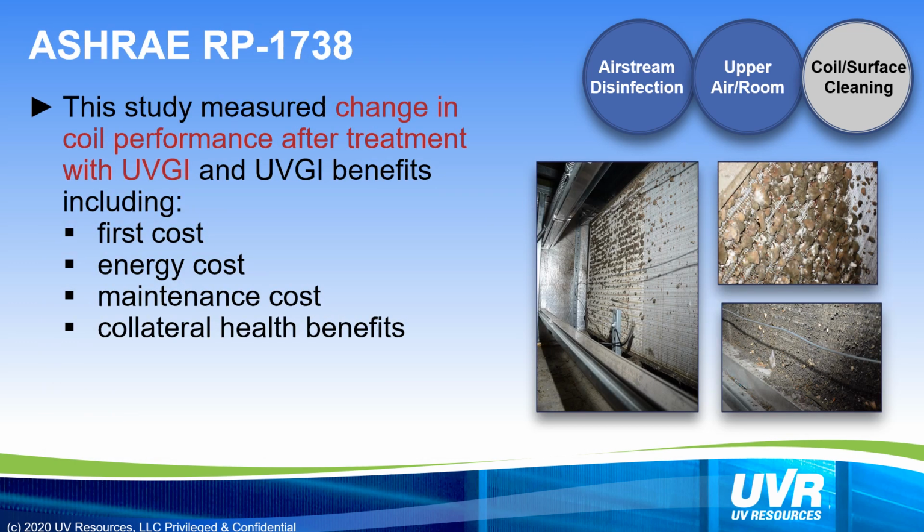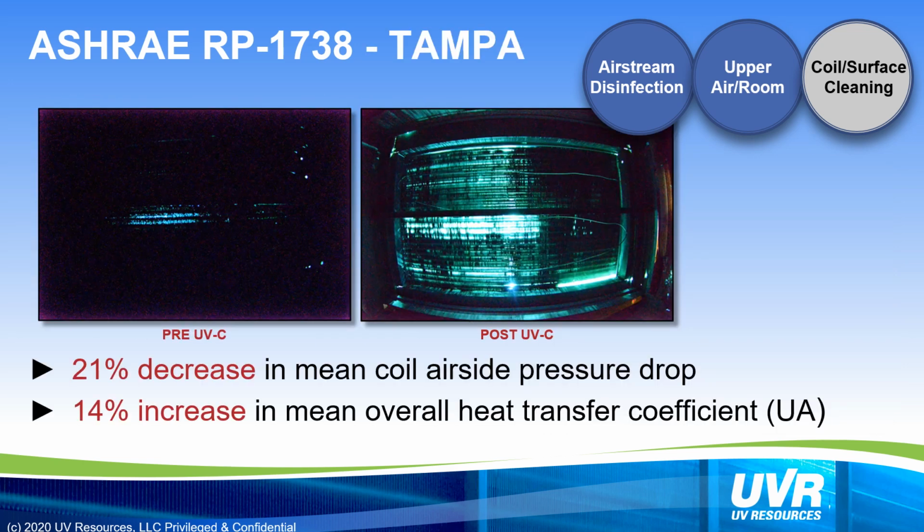A couple of years ago, ASHRAE funded a study called Research Paper 1738 that took a look at several air handling units, where they measured these air handling units for an entire year, added UV lights, and then measured them for another year. It was looking at what the costs were to add the lights, how much energy they consumed, how much energy they saved, and maintenance costs, but very importantly, the collateral health benefits of clean coils, specifically for indoor air quality.